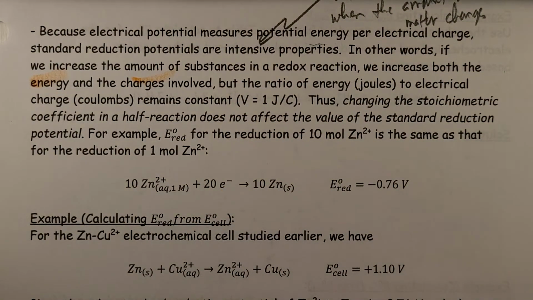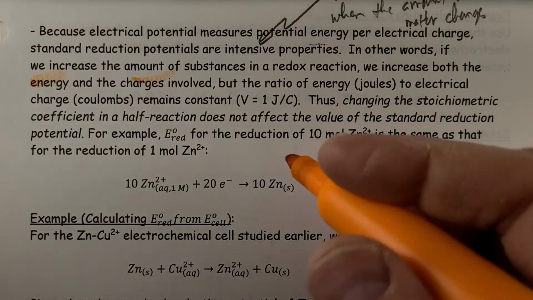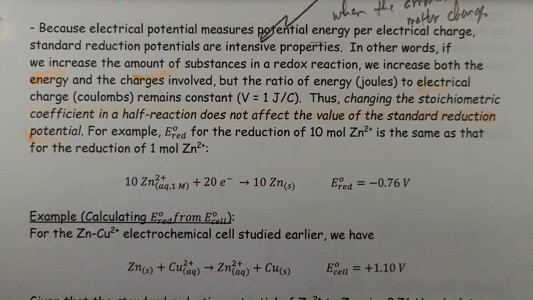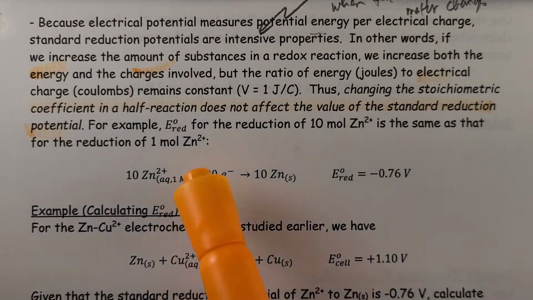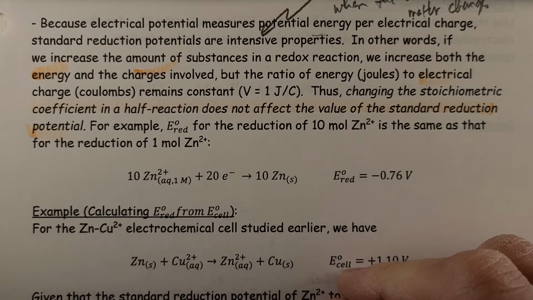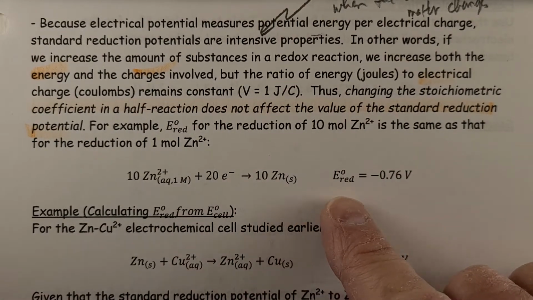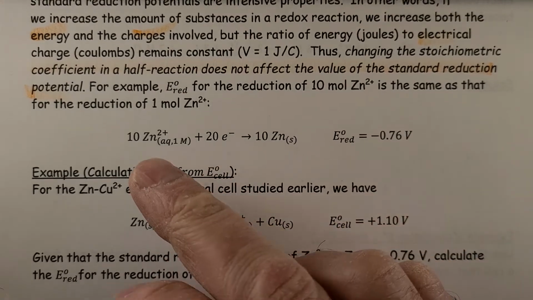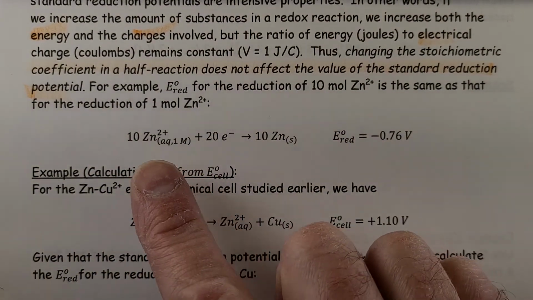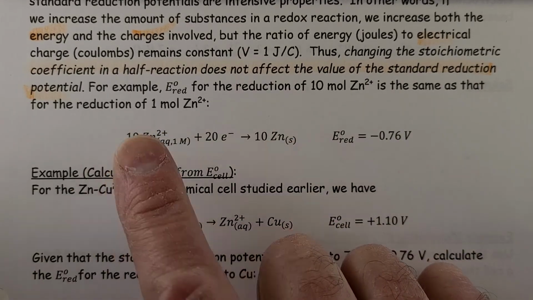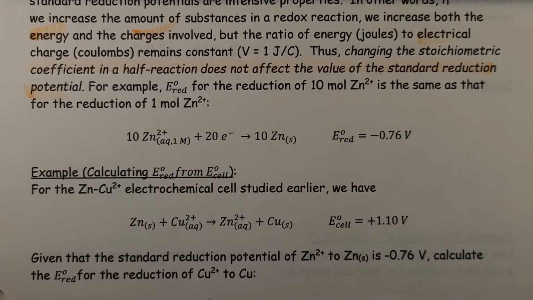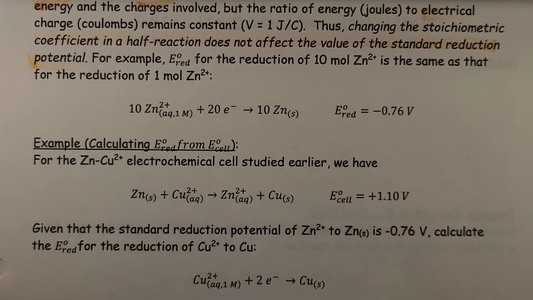Thus, changing the stoichiometric coefficient in a half reaction does not affect the value of that potential. For example, E reduction for the reduction of 10 moles of zinc is the same as that for 1 mole of zinc. So if we're multiplying by 10, 10, 10, because this is originally 1, 2, 1, then 10, 20, 10, it works out to be the same because we're increasing both amounts as well. So let's take a look at an example here.